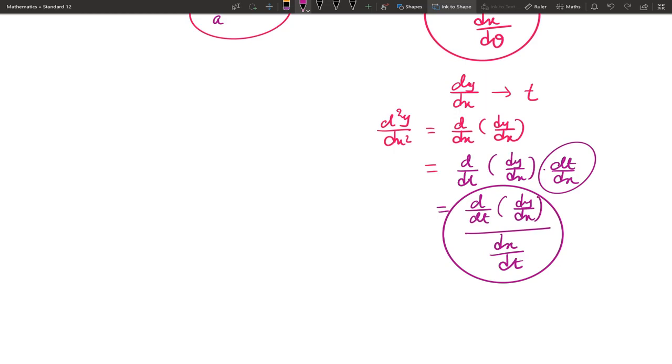So we take some examples. Find dy by dx if x equal to at square, y equal to at raised to 4.